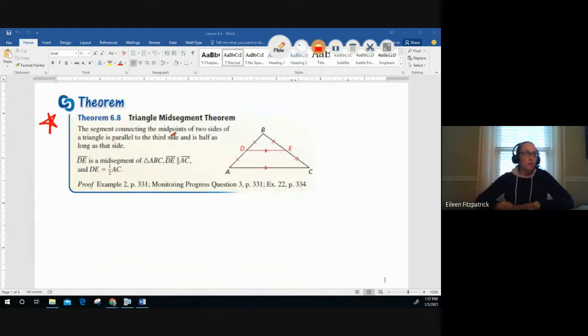All right, this theorem is called the triangle mid-segment theorem, which says that the segment connecting the midpoints of two sides of a triangle is parallel to the third side and is half the length of the third side. So if DE is the mid-segment, which it is because it connects the midpoint of this side to the midpoint of this side, and I know that they're midpoints because of the tick marks, then DE is the mid-segment.